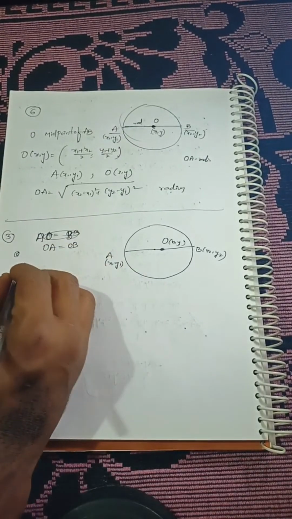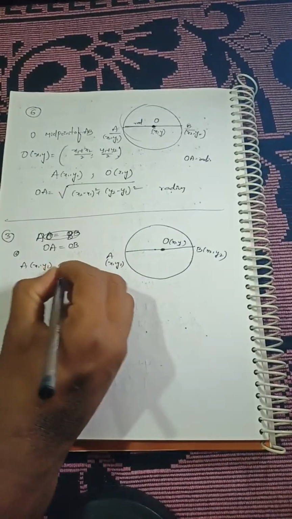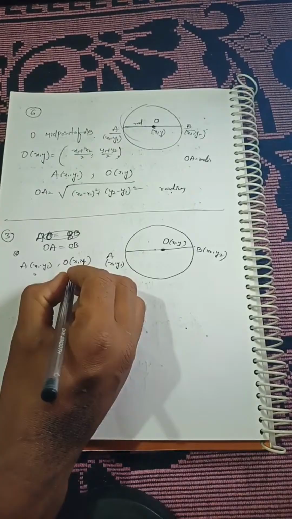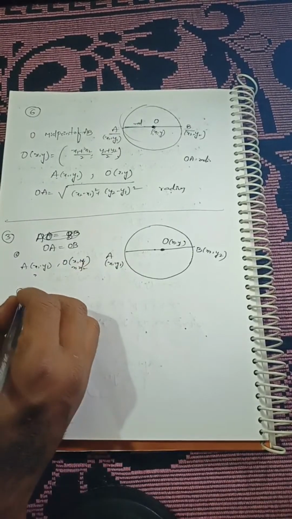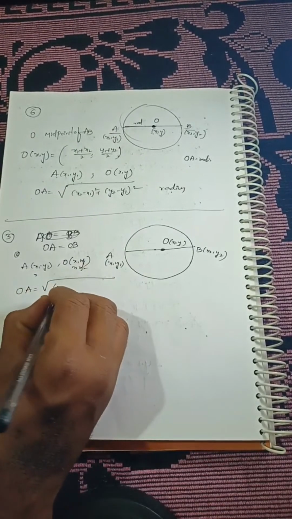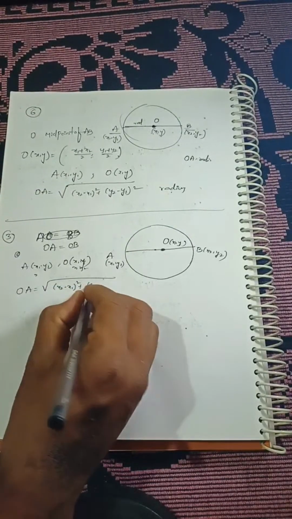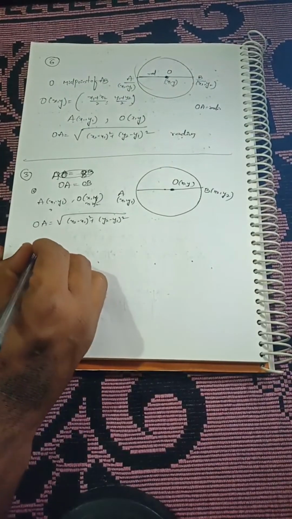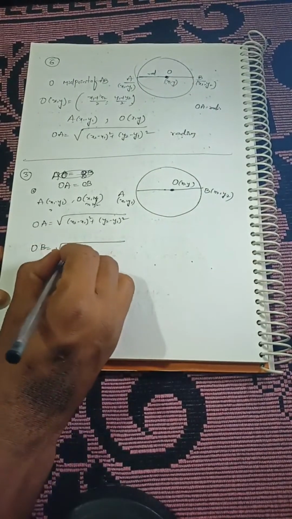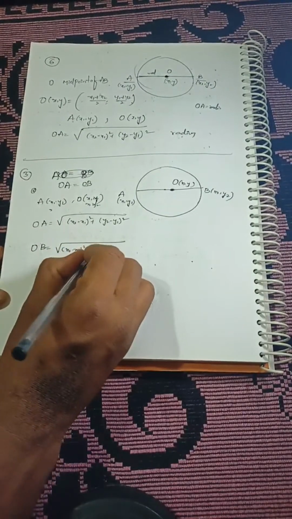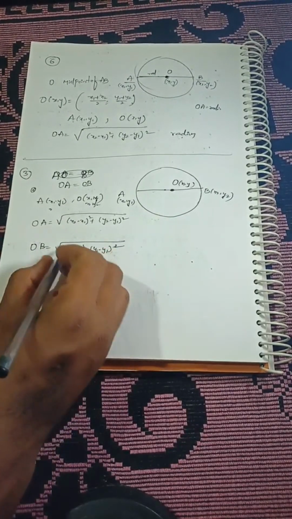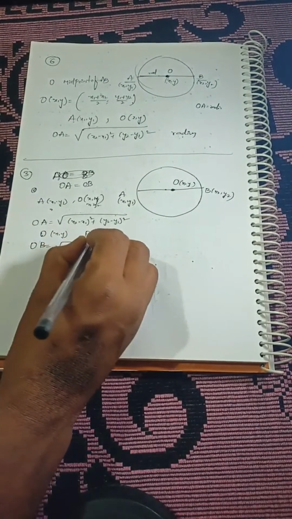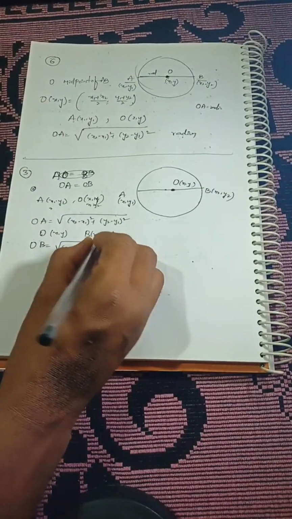You have to find it. Take A point x1 comma y1, take O point x comma y, write down the values. For this one x1 y1, this becomes x2 y2. Do OA, distance between 2 points. What is the formula? x2 minus x1 whole square plus y2 minus y1 whole square, that's it. Again take O point and B point, and do the same: x2 minus x1 whole square plus y2 minus y1 whole square. Take O point x comma y and B point x2 comma y2.